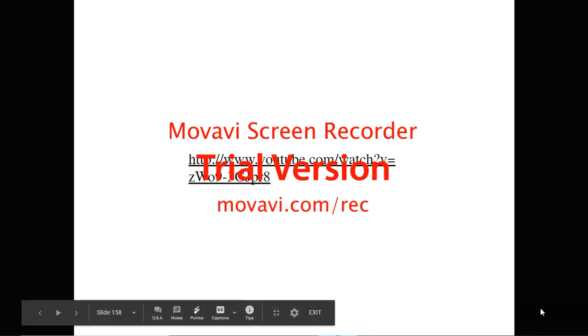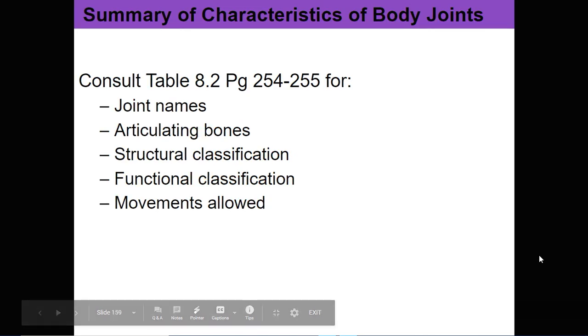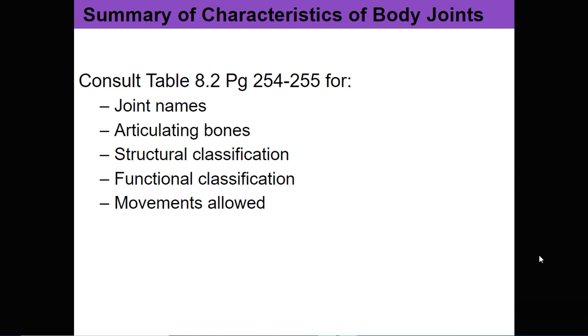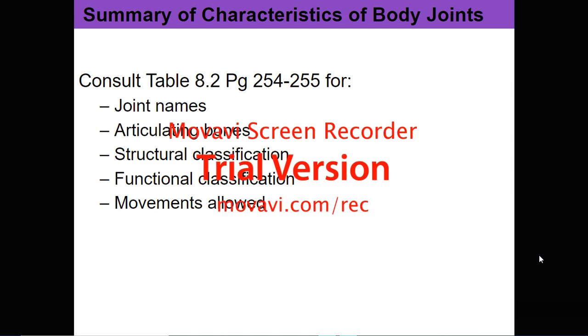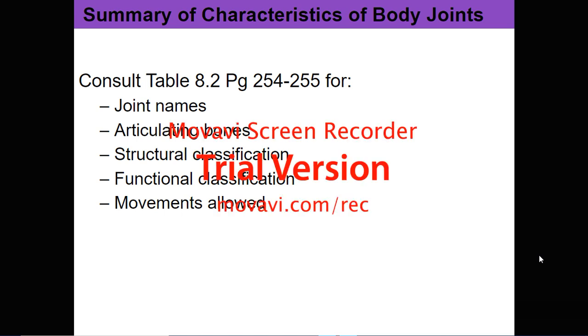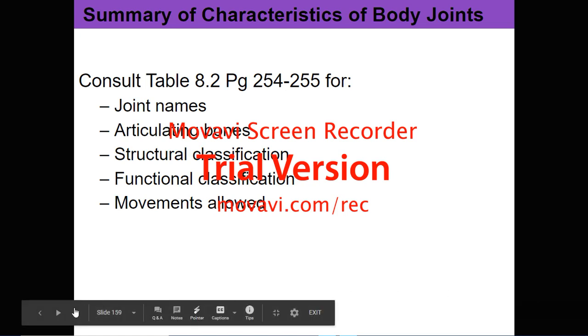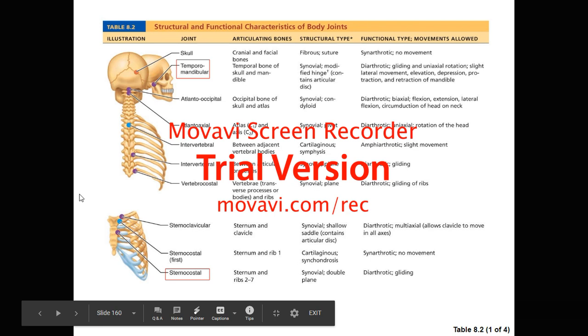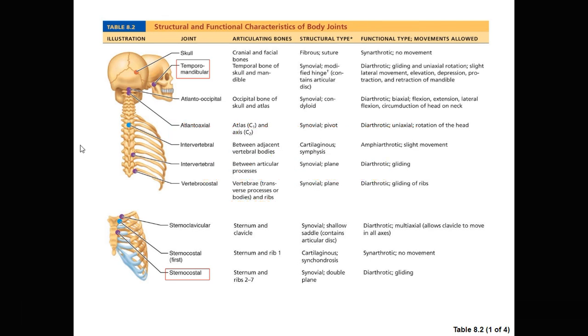In the next couple of slides, there's going to be a summary chart. This chart is going to tell you, and you do need to know this: the joint names, the articulating bones, the structural classification, the functional classification, and the movements allowed. Again, you do need to know the joint names, the articulating bones, structural classifications, functional classifications, and movements allowed.